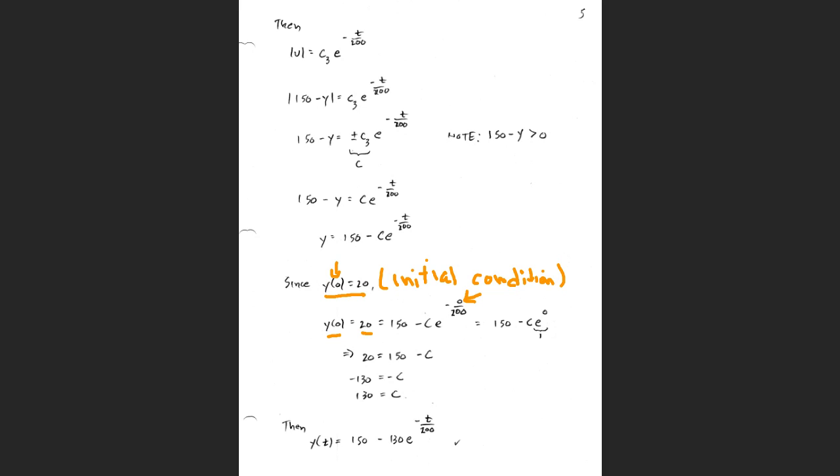So e to the negative 0 power is just 1. And so we can solve for the constant. It turns out this constant will equal 130. And so now here is the formula that we've been wanting to find. And on your next exam, naturally, I'm going to be looking for this work, if you have an exam problem like this.